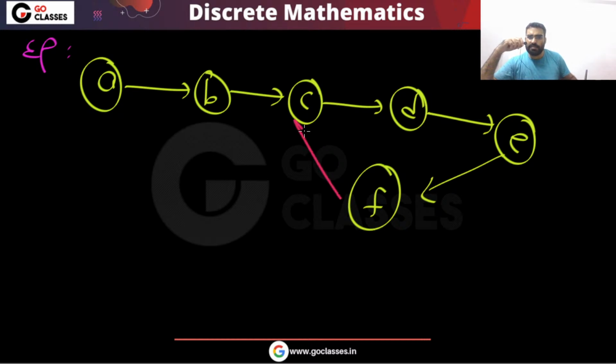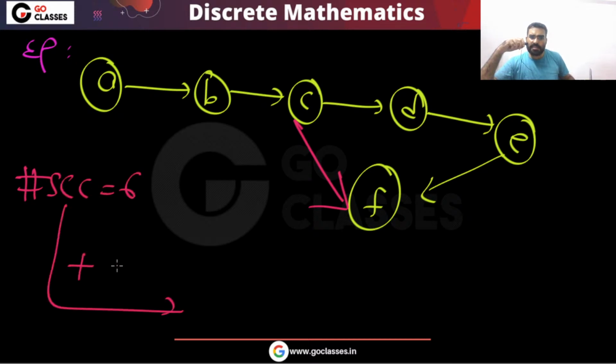If I add this edge, then it will remain unchanged. The number of strongly connected components was 6. If I add this edge, CF, then the number of strongly connected components will be the same. Unchanged.